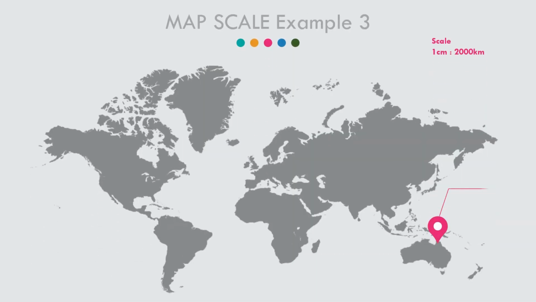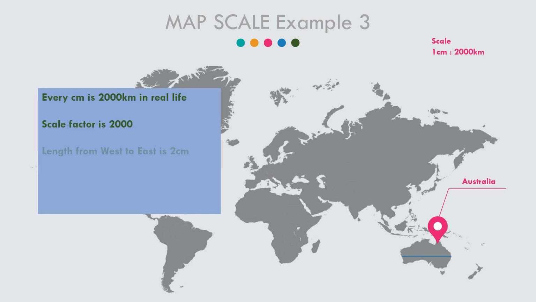Here is a map of the world. I want to know how far it is from the most western point to the most eastern point of Australia, and the scale factor is 1 centimetre to every 2,000 kilometres. The length from west to east is 2 centimetres. So in real life it must be 2 multiplied by 2,000, which gives me an answer of 4,000 kilometres.